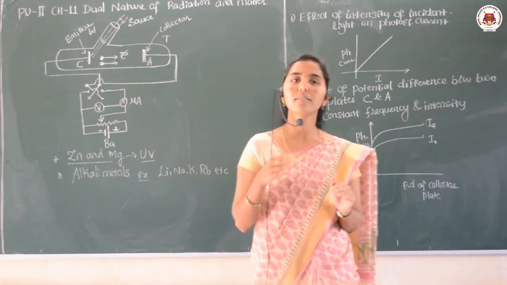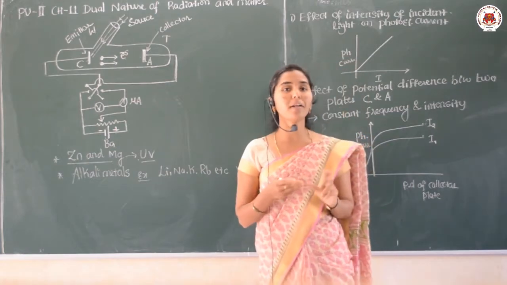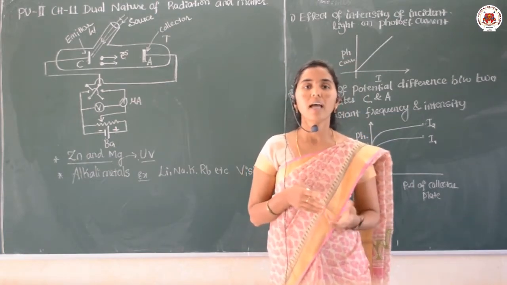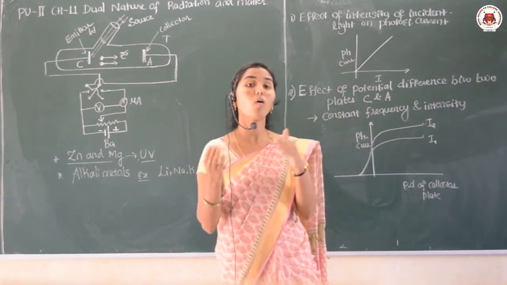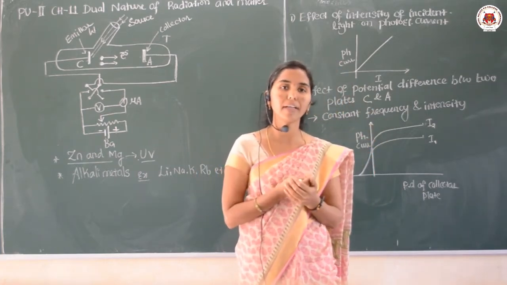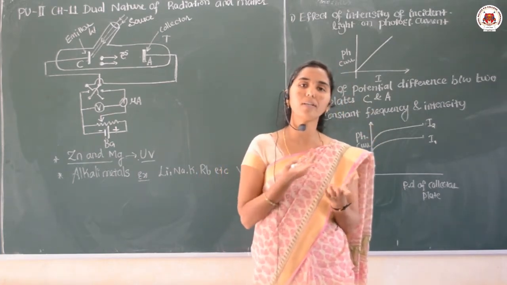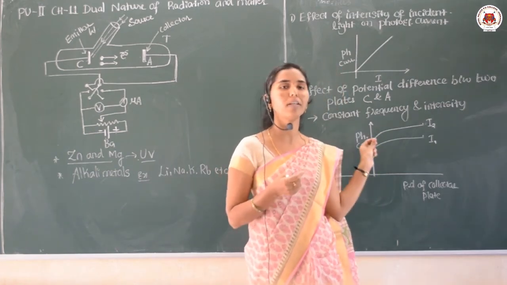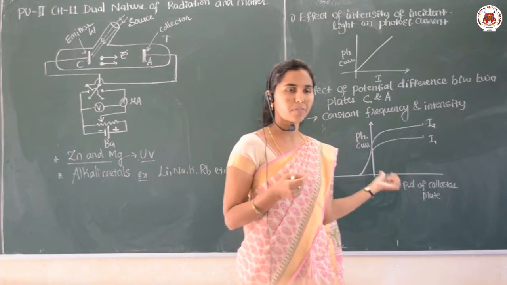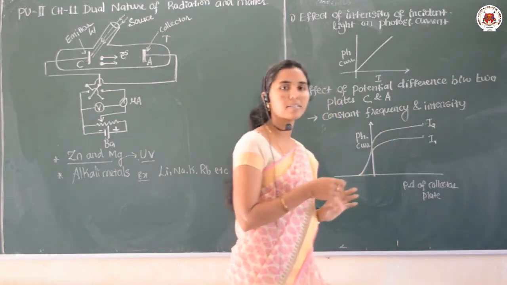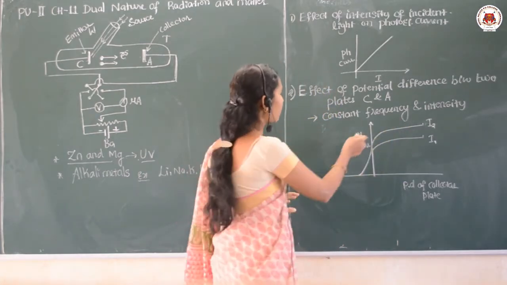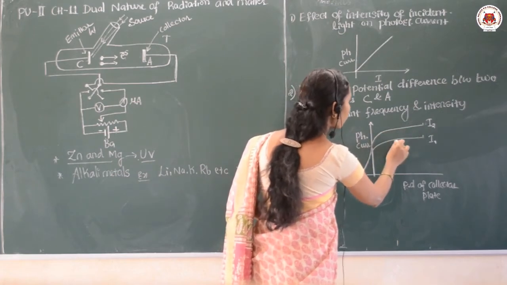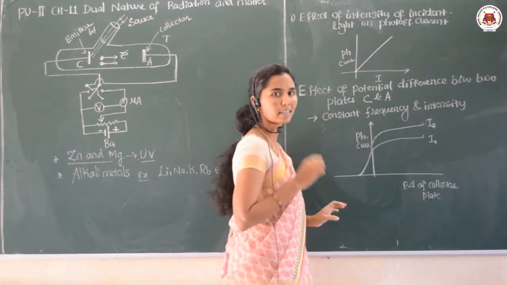See, dear students, in this chapter any point may be asked for 1 mark. What is the saturation current, and at the saturation point how will the potential of the collector plate be? Like this, a few competitive questions may also come. Yes, you have to study each and every point in the concept. Okay. So, I hope this point is clear. This is the graph, and it is showing the positive potential of the collector plate.